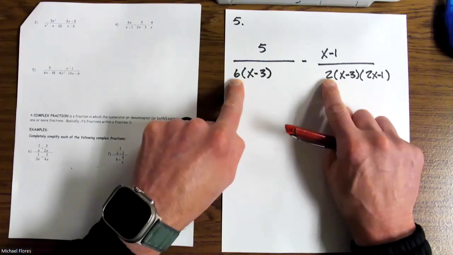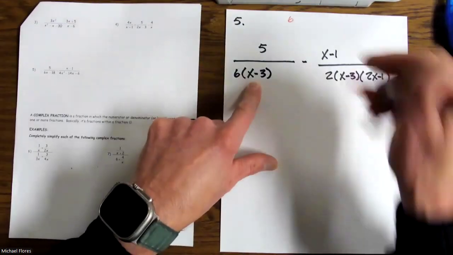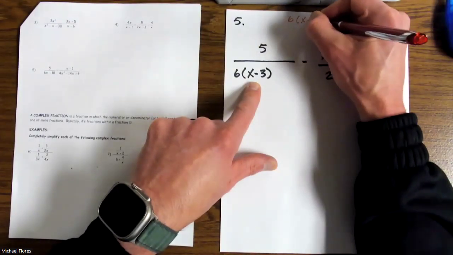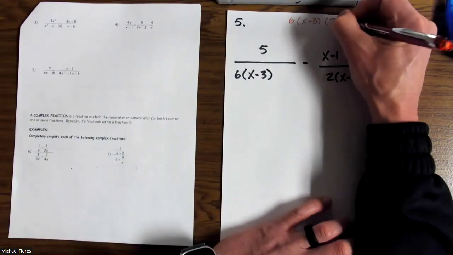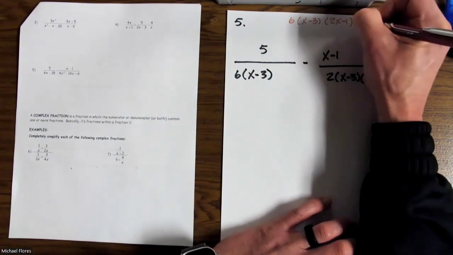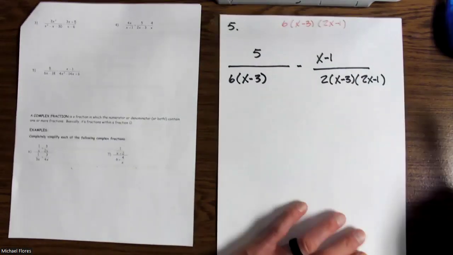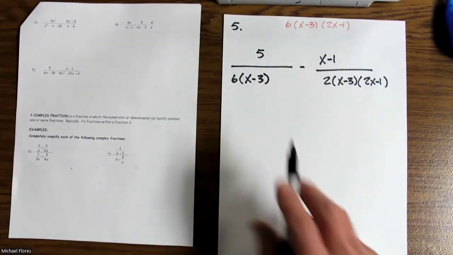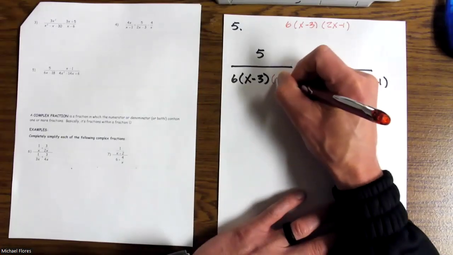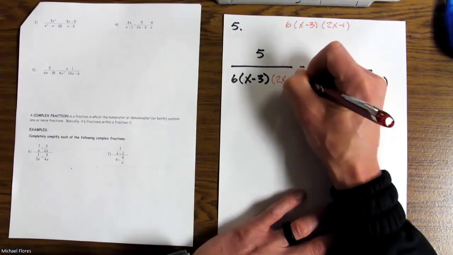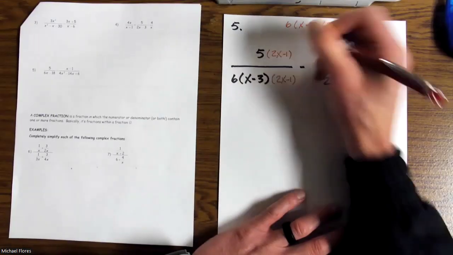If our denominators were just 6 and 2, well, our common denominator would be 6. Okay, both of these have an x minus 3. This one has a 2x minus 1. So what I have written up top here, that is our common denominator. This already has a 6. It already has an x minus 3. We need to include a 2x minus 1. So multiply the numerator by 2x minus 1.